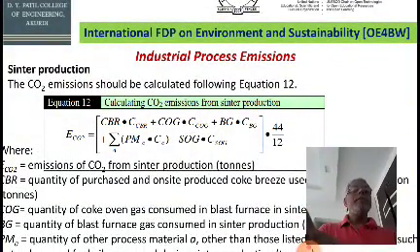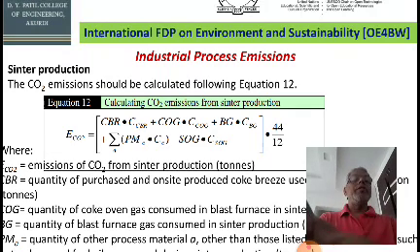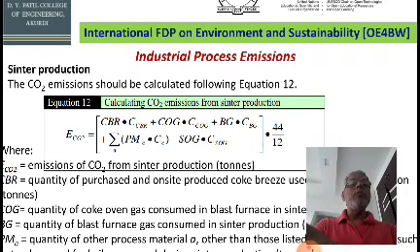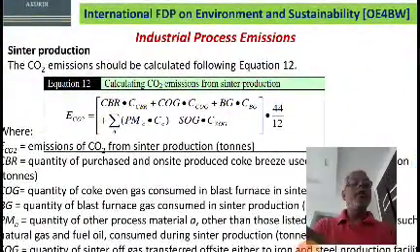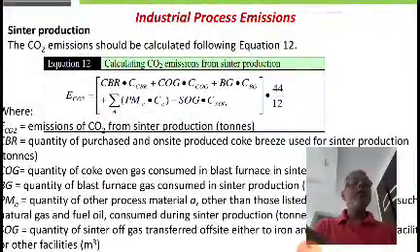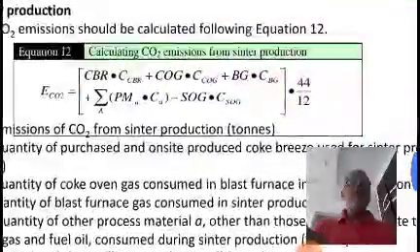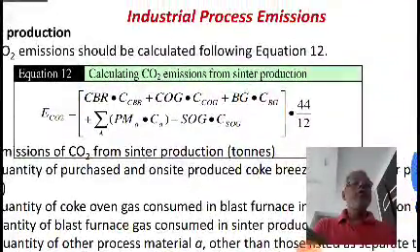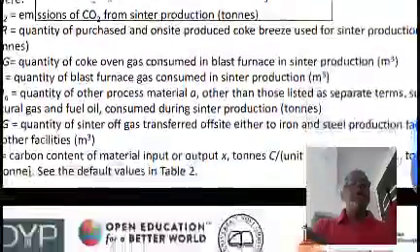So this is the first part, that is for the stationary one. Then the second one is the industrial process emission. For sinter production, the CO2 emission should be calculated following equation 12. So by this equation, you can calculate the CO2 emission from the sinter production.